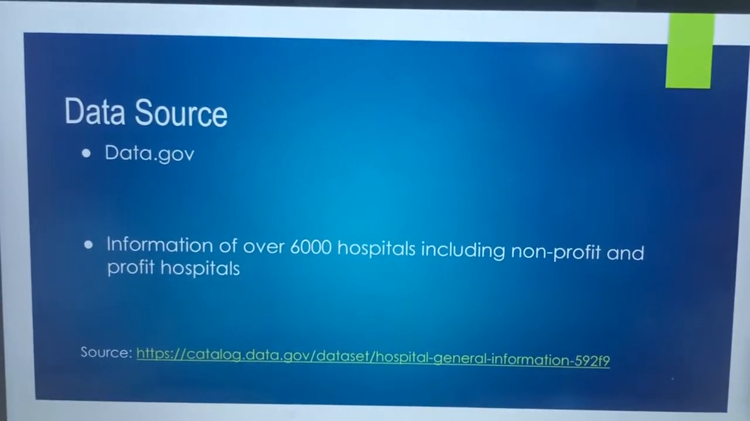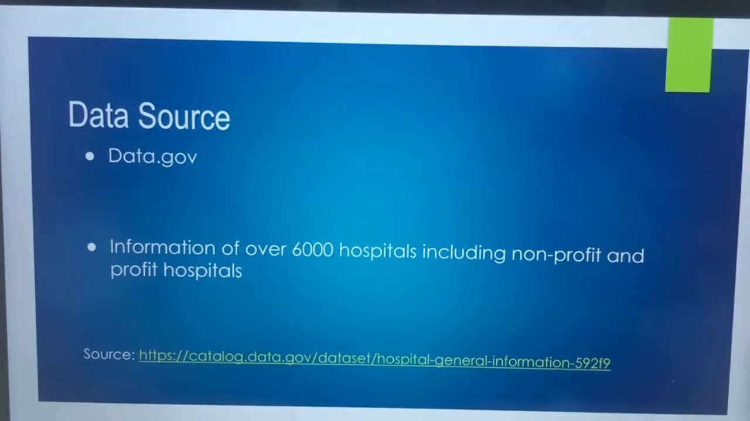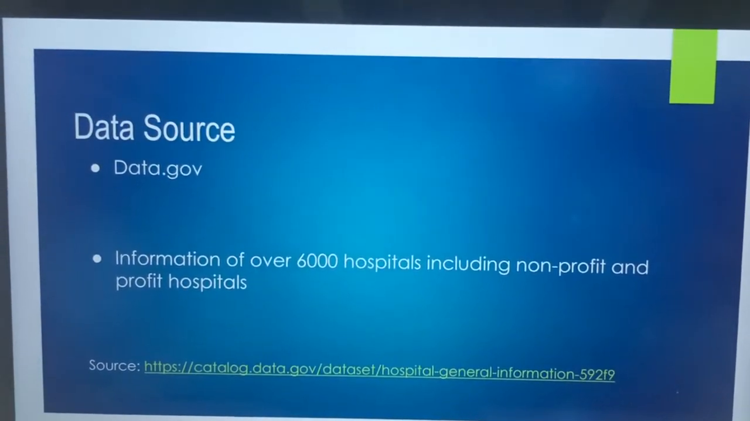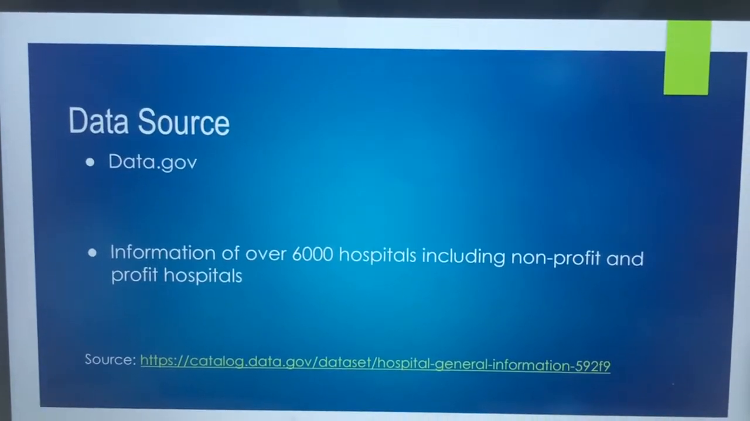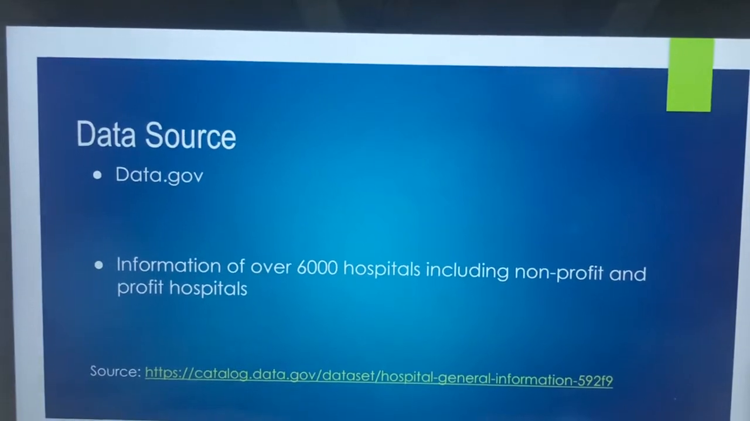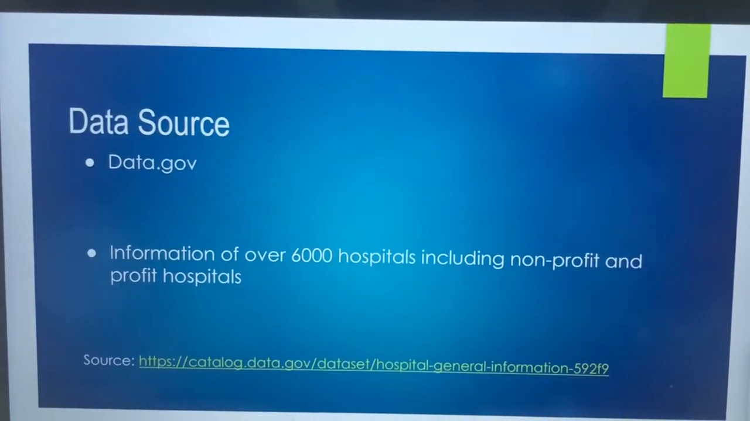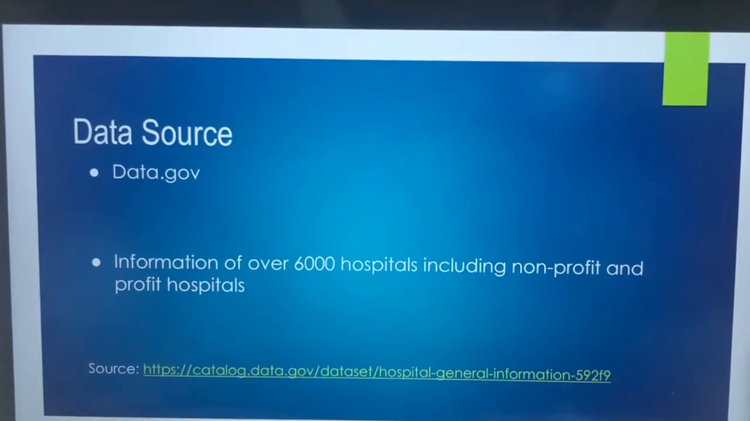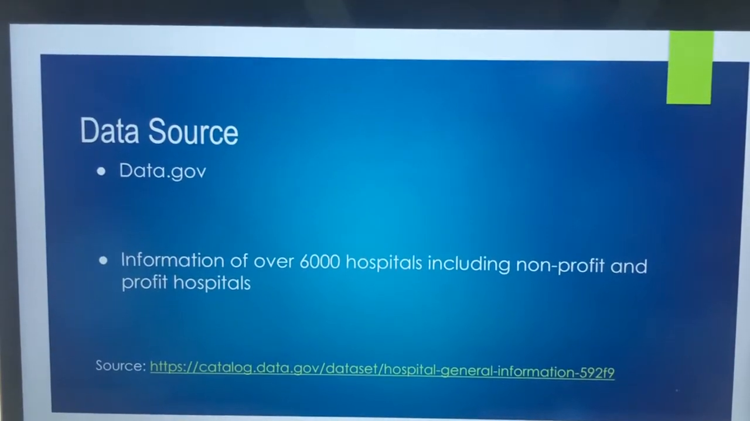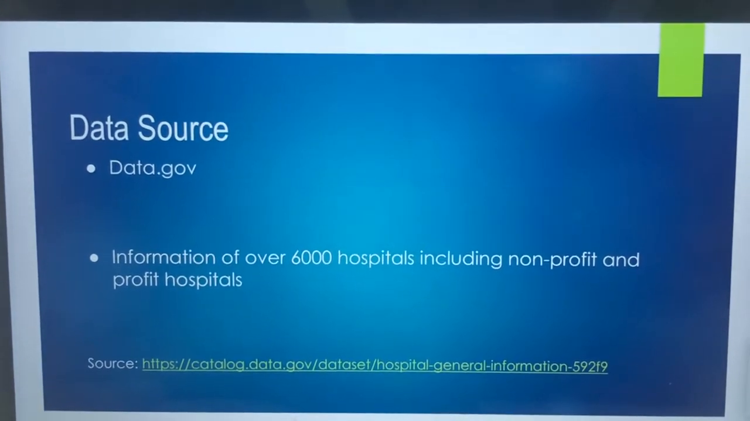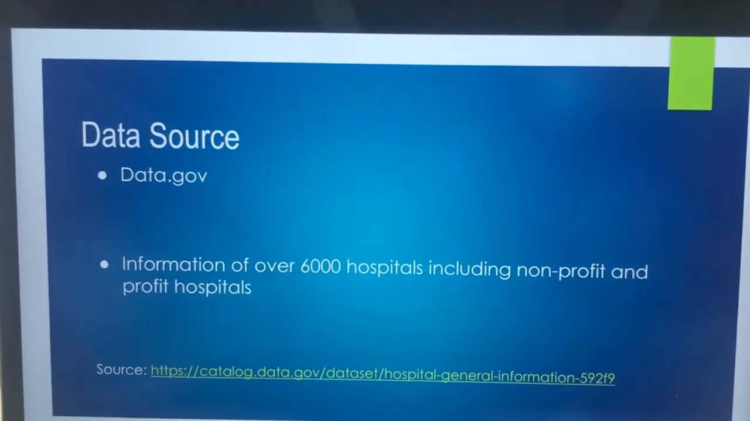This leads us to the data source of our project. The data was taken from the home of the U.S. government's open data. It contains over 6,000 hospitals in the U.S. that have been registered with Medicare, including both non-profits and for-profits. And it also consists of 29 measurable values for hospital compare.